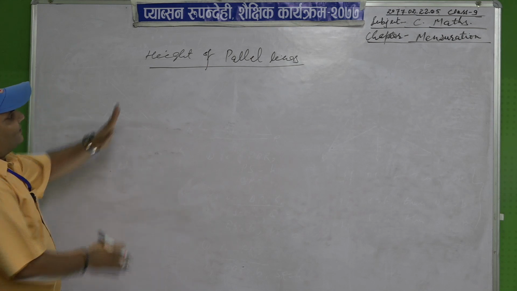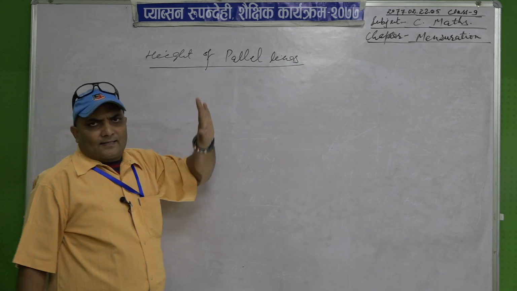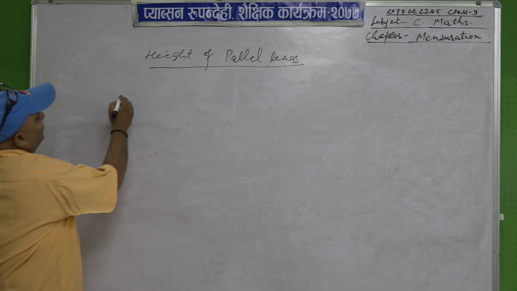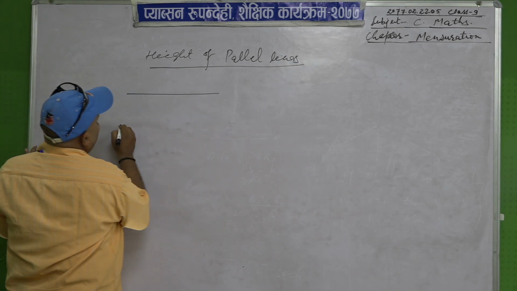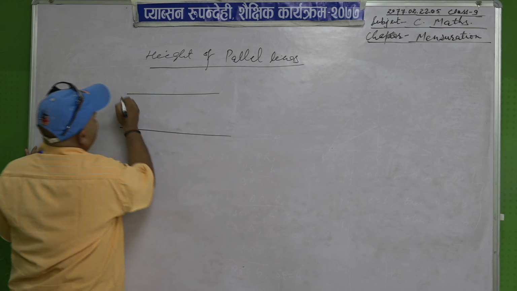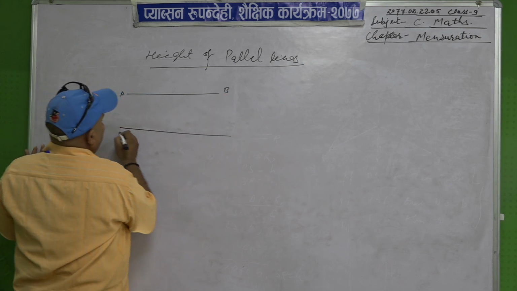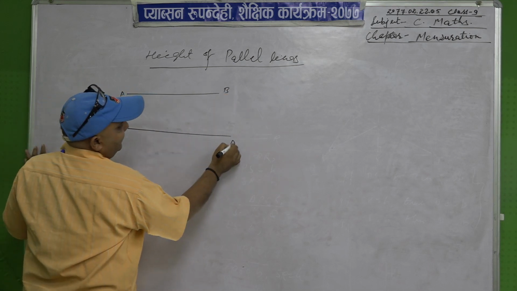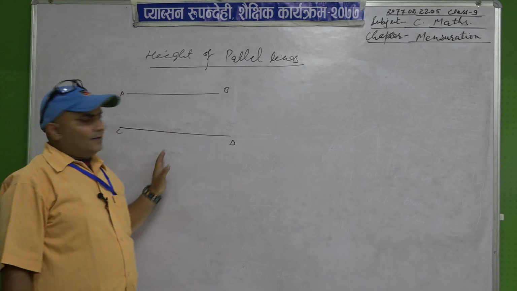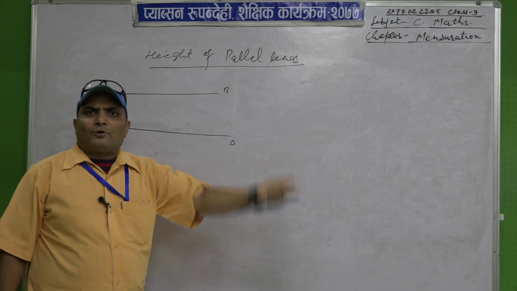Okay. First of all, we draw parallel lines. As you have studied in lower classes, what is a parallel line? Suppose this is a parallel line. Two lines are called parallel lines if they never intersect each other when they are produced.